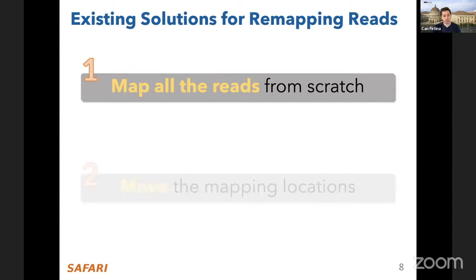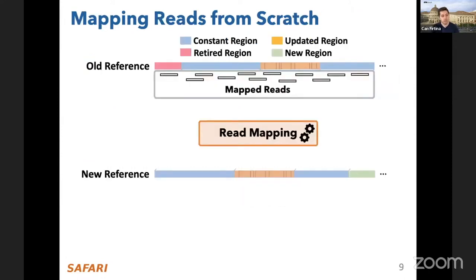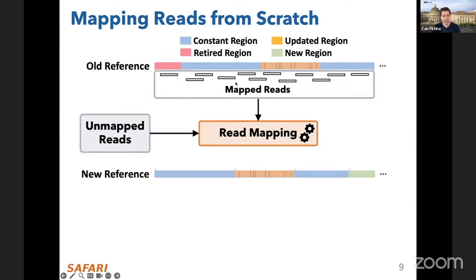So I'll go over the first solution now. You can assume that there may be some mapped reads to the old reference genome, right? And what we do is collect all these reads, as well as all other reads that were previously unmapped to the old reference genome, and then take all of these reads and use some read mapping tools such as BWA or Minimap2, and map them again to a new reference genome.